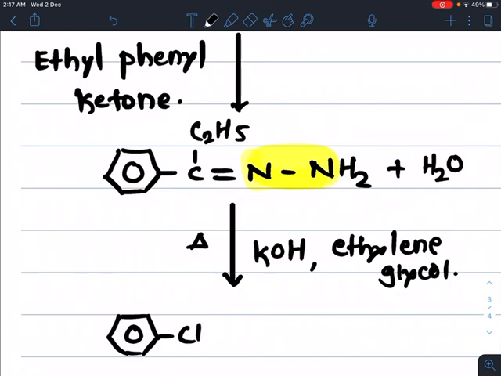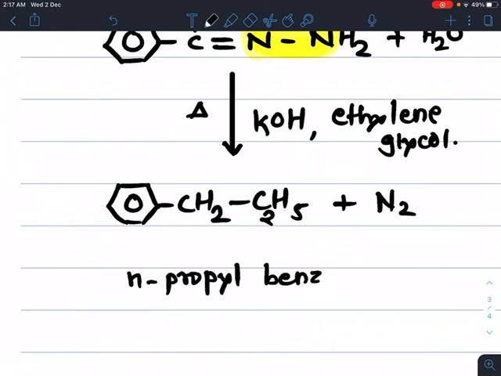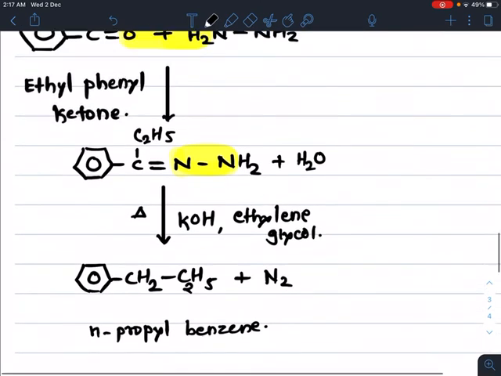alkane. Here CH2 is formed and the C2H5 as it is, so ended with the C2H5. So we can write this C2H5 either this side or to this side. So the name of this compound with the removal of N2, so we get its corresponding N-propyl benzene. N-propyl benzene. So finally N-propyl benzene is formed.